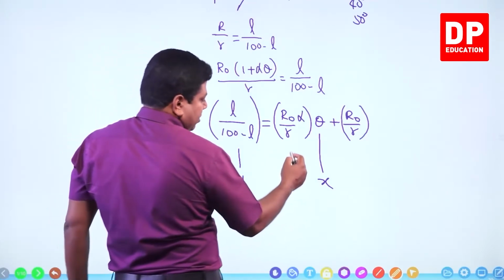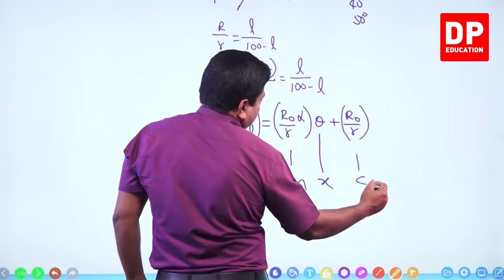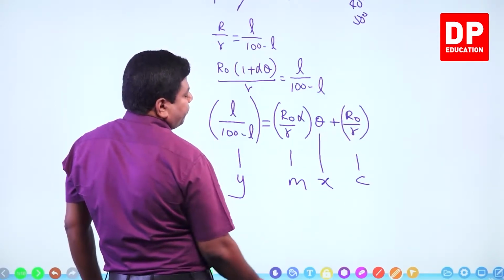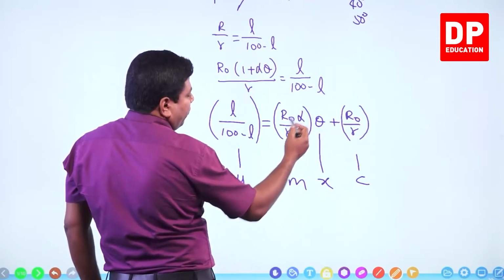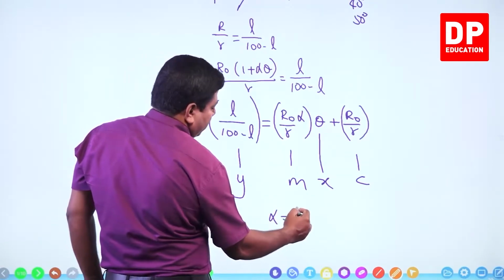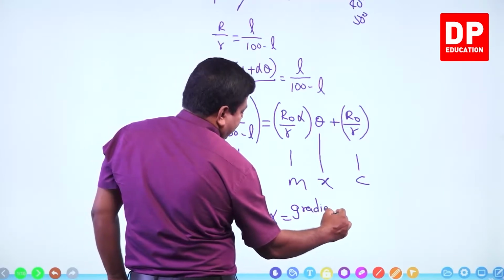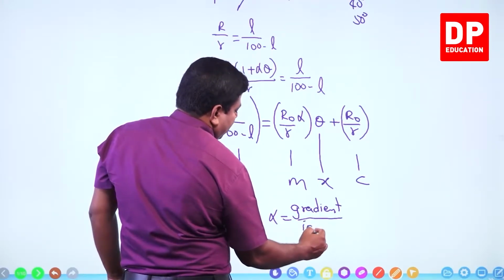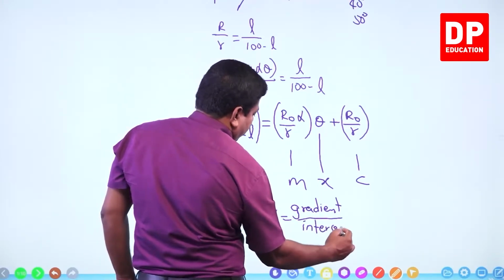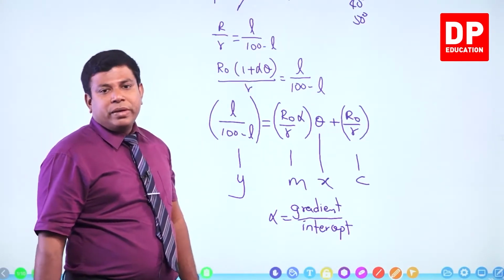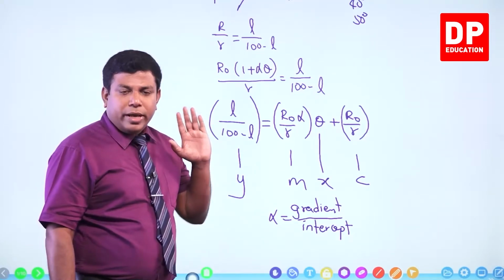So, I can call this as M, can call this as C. You can see intercept is R naught over R, gradient is R naught over R into alpha. So, if you want to find alpha, you find the gradient and divide that by intercept. Gradient over intercept will give you alpha. This is what the experiment is going to be.